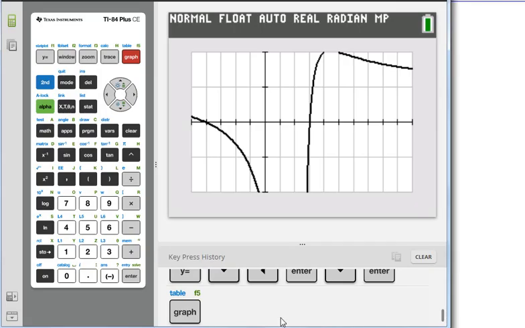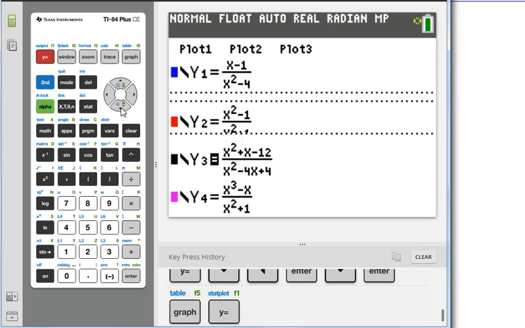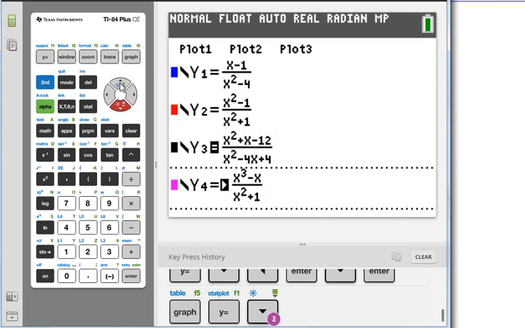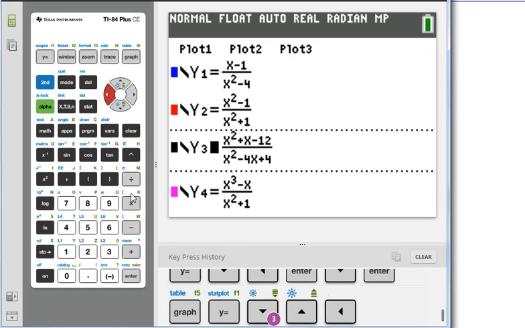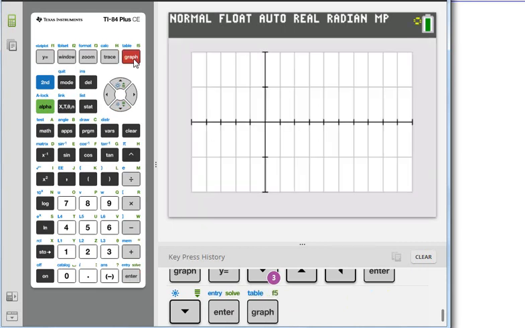Confirming graphically, we'll go here and I'll deactivate this function here, which is the third one, and activate the fourth one, and then we'll see what we see.